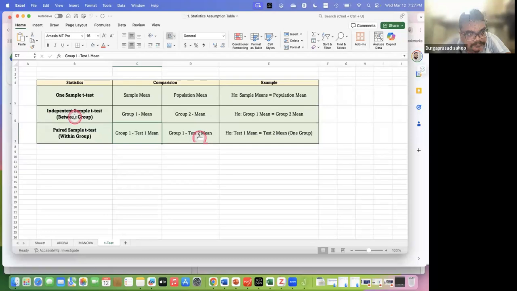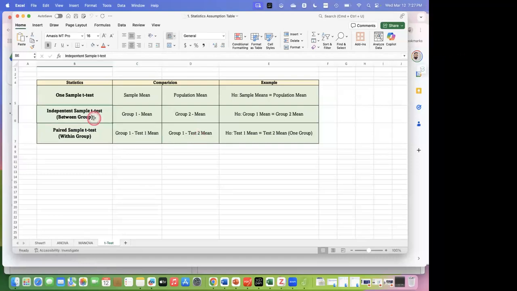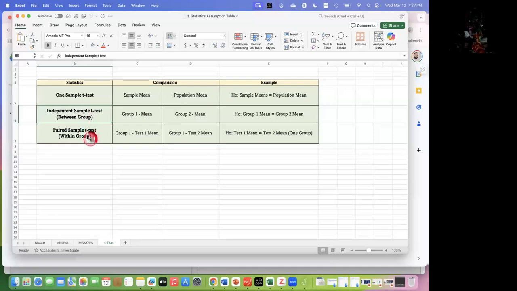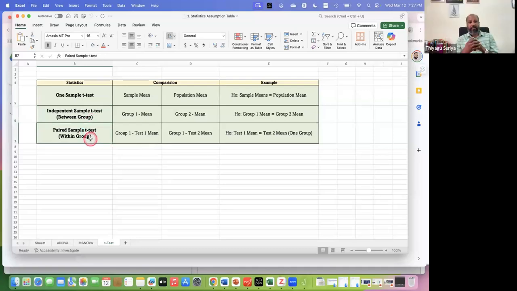And one more thing, the independent sample t-test is called between group. Anyone kindly explain why it's called between group difference? Because two groups are there. Between means two groups, group 1 and group 2; that comparison is called between. Within means what? Only one group, with two test comparisons within the group. Therefore, we call the independent sample t-test between, and the paired sample t-test within groups.